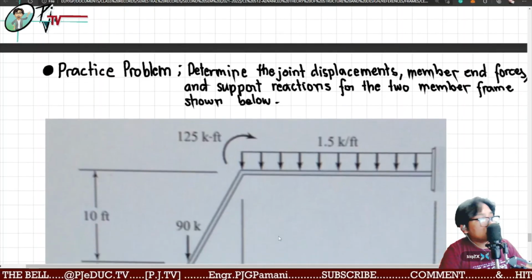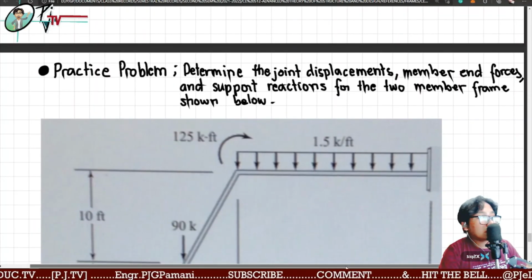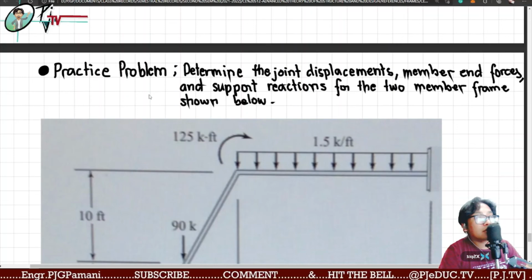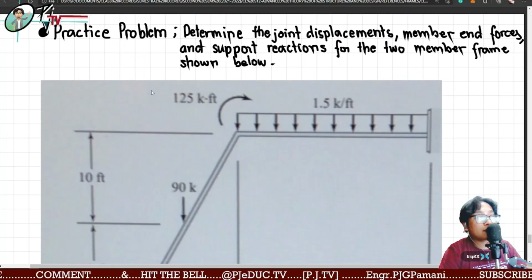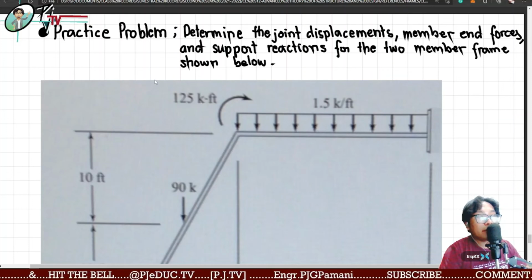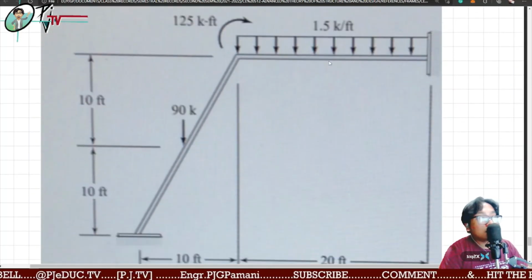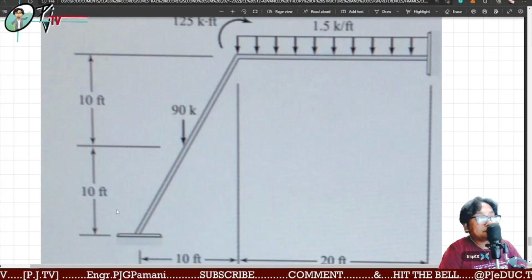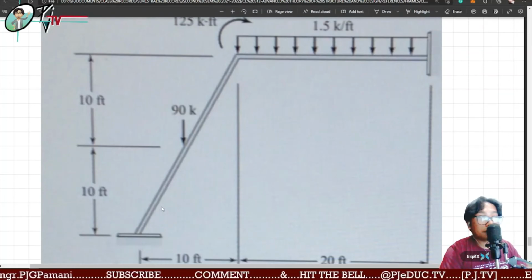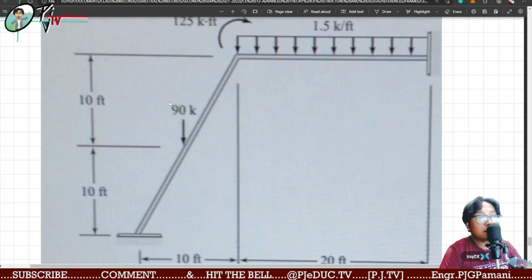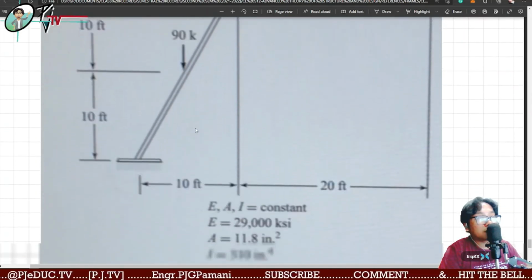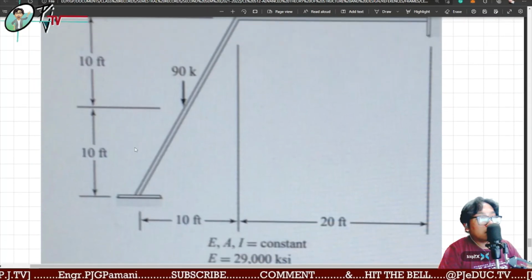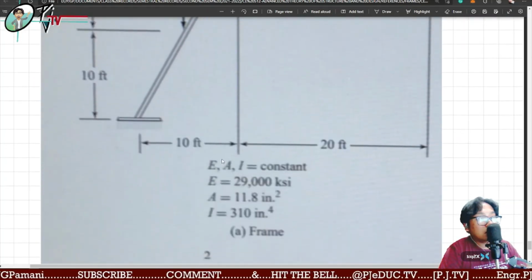So by doing so, start or practice with this given problem. Practice problem. You're now asked to determine the joint displacements, member end forces, and support reactions for the two-member frame shown below. So, for example, we have this member. Basically, that is a statically indeterminate frame. So, just convert the x and y components along the axes and apply our known joint load, and so forth. The length does not vary, so that's okay.